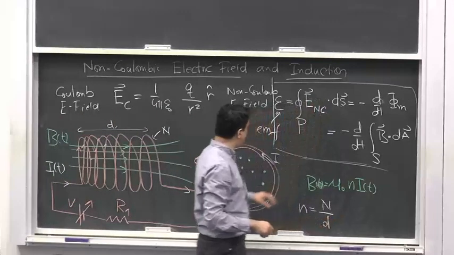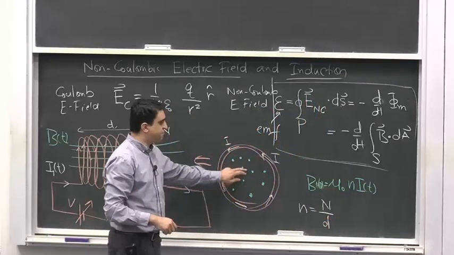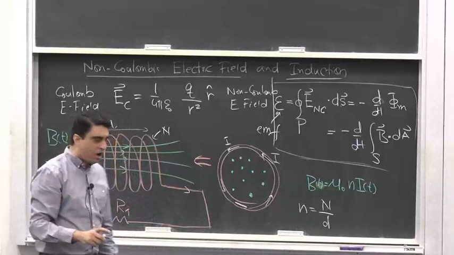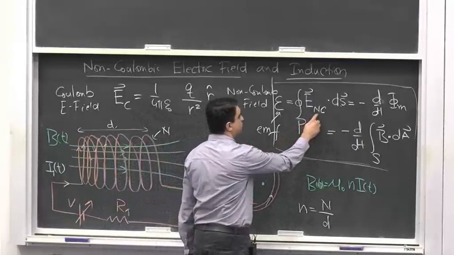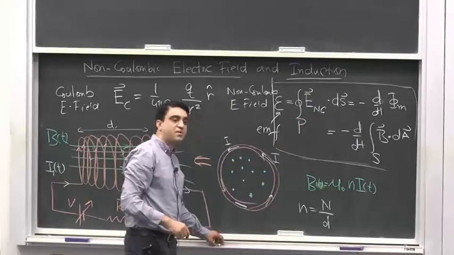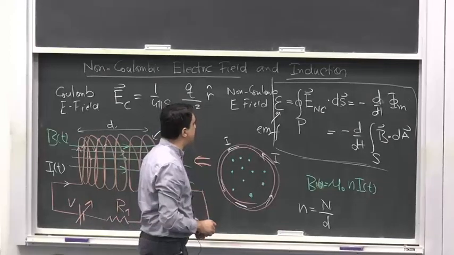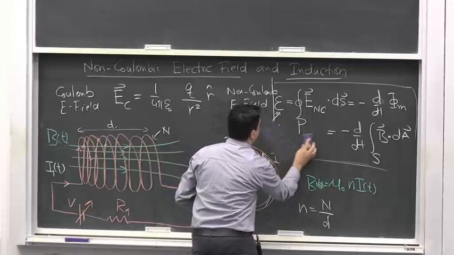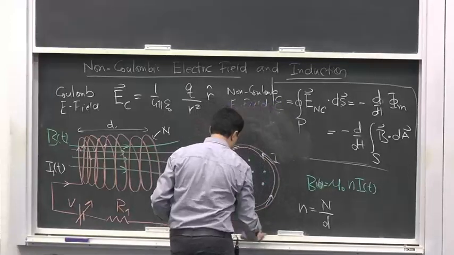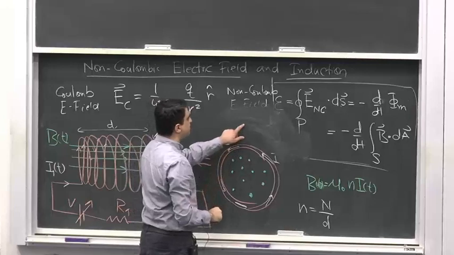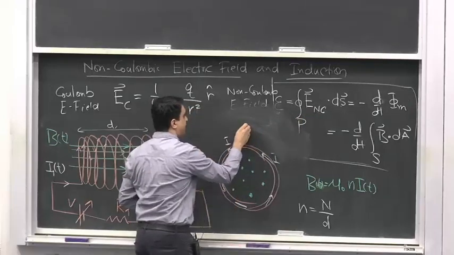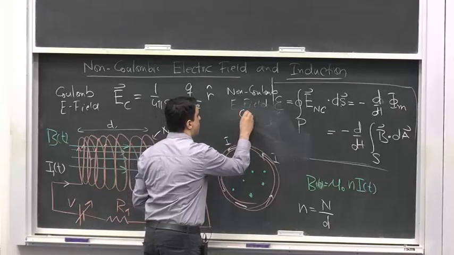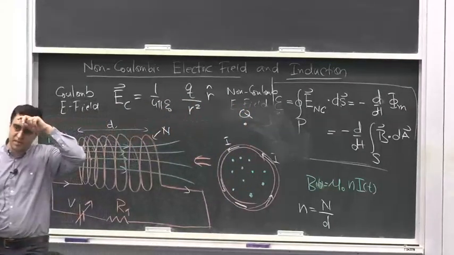So let's try to find out, if you have a magnetic field which is time dependent, what would be the magnitude of the non-Coulombic electric field in this case. So let's try to find out what that field is. Let me clear up some area here. So let's say I want to find that non-Coulombic electric field at a point here, which is point, let's say, point Q, and I want to find the non-Coulombic electric field there.